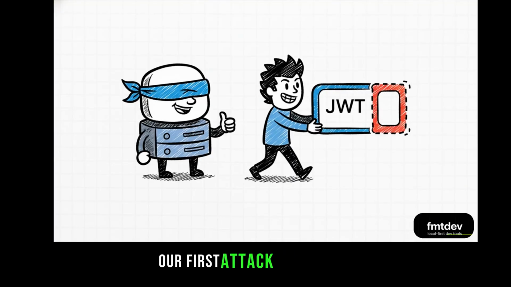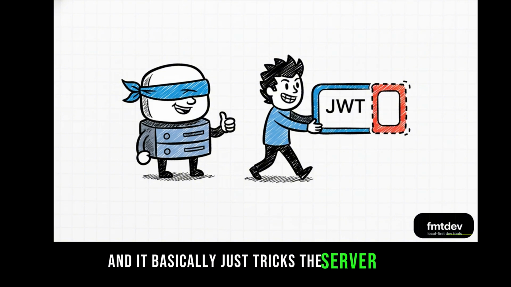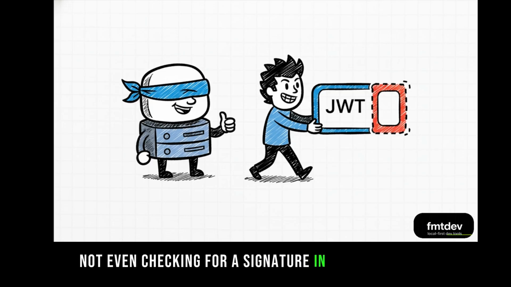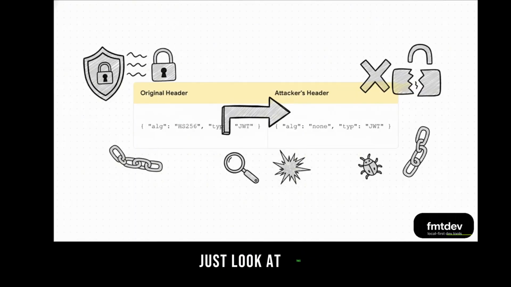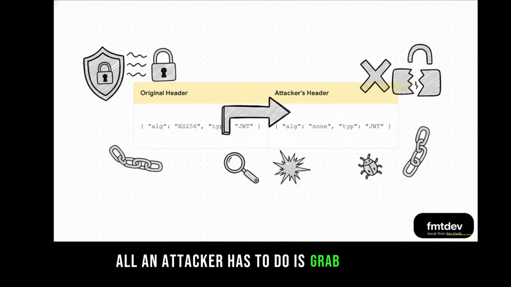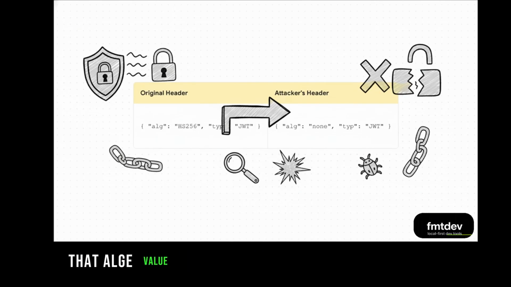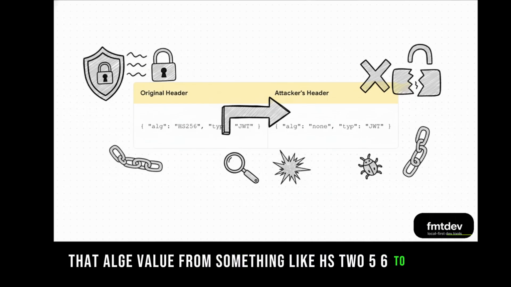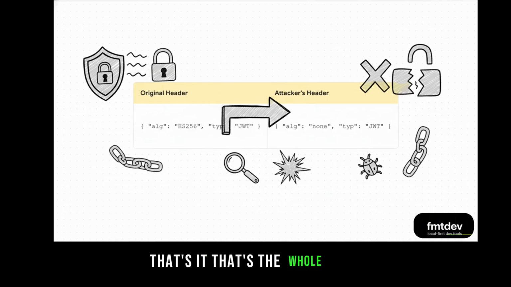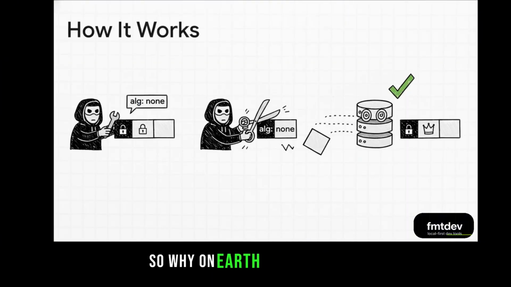Okay, our first attack is so simple, it's almost insulting. It's called the none algorithm attack, and it basically just tricks the server into not even checking for a signature in the first place. Just look at this. All an attacker has to do is grab a token, decode the header, and change that one little value, the alg value, from something like HS256 to none. That's it. That's the whole hack. So why on earth does this work? Well, after changing the header to alg none, the attacker just chops off the signature part of the token entirely.